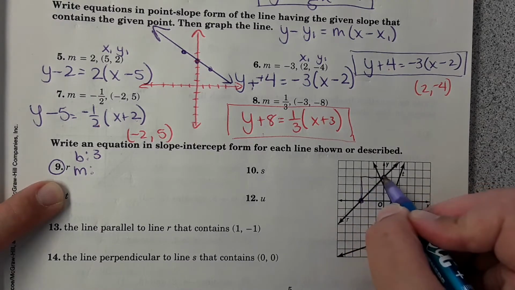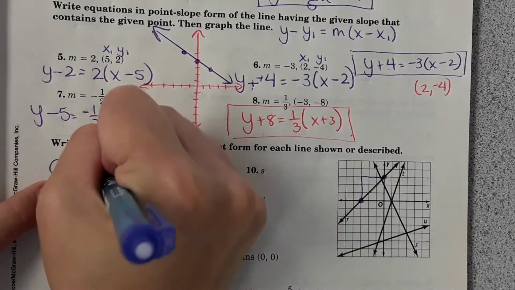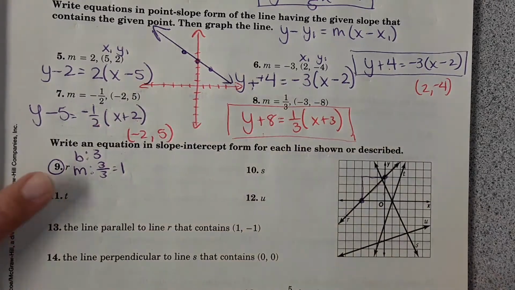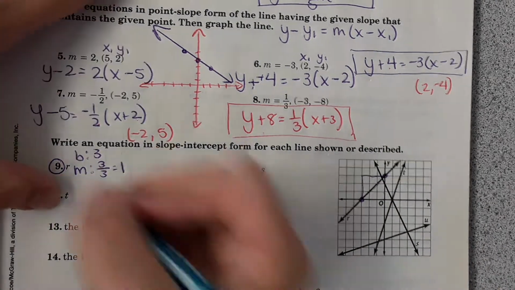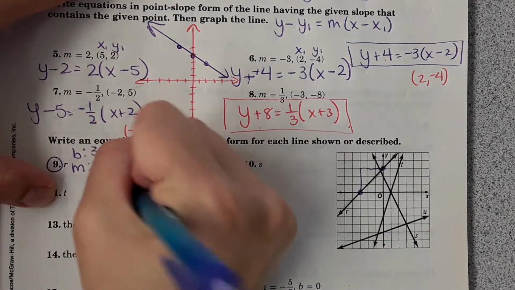It's going up 3 over 3. So that would just equal 1. So the slope for line R is 1. Then to write that in slope-intercept form, y equals x plus 3.